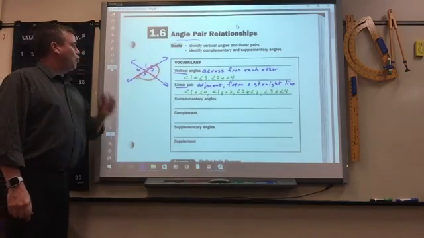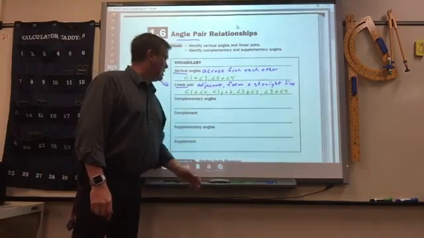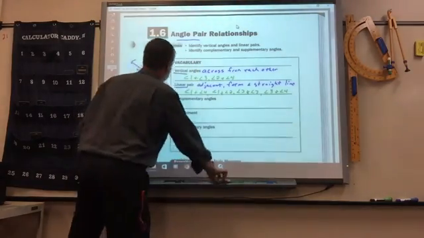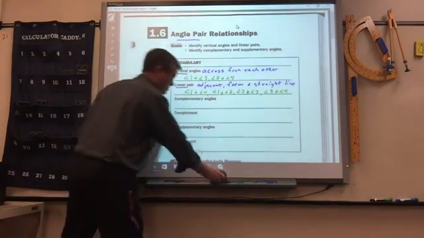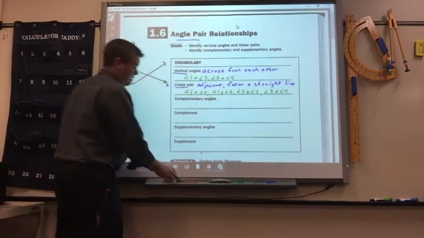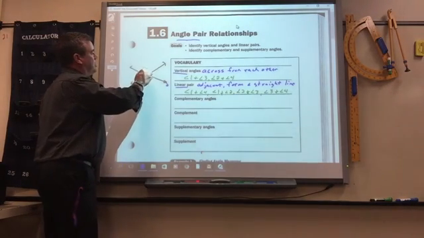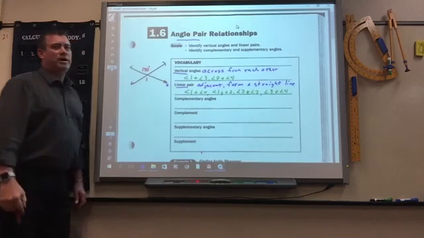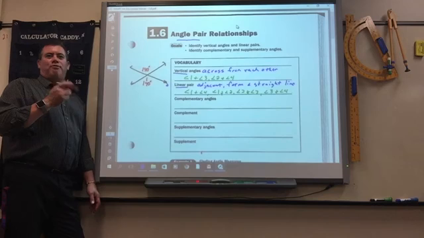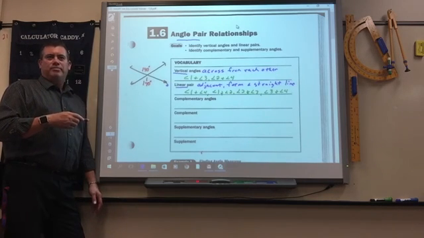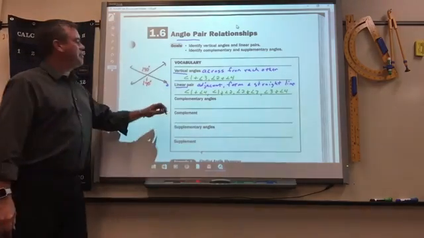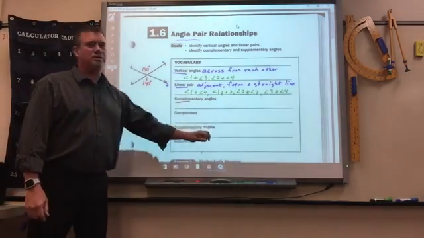Now, one thing that's not going to be in this lesson, but it'll be in all the rest, is vertical angles. If you got 2 angles that are vertical, if this is 140 degrees and you had to guess what angle 1 is, 140. So vertical angles are congruent. If you know one, the other one's the same.